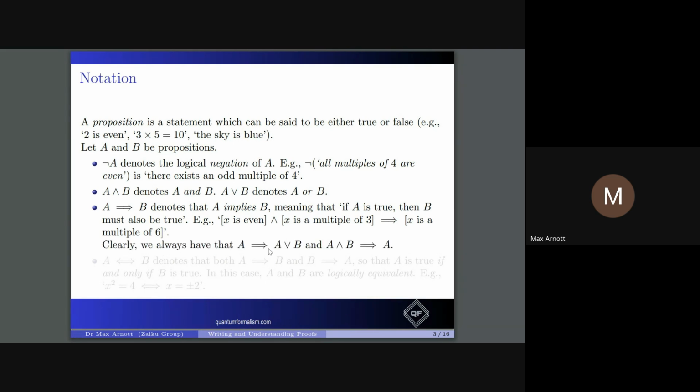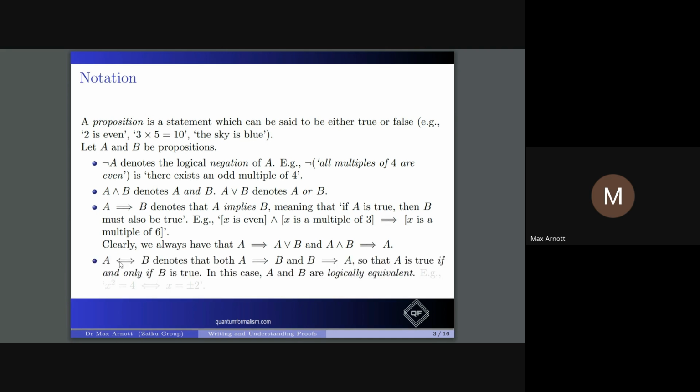So A always implies A or B, and A and B always implies A. So if I have something, it always implies that thing or something else is true. And if I know that A and B is true, then it implies that A is true. So this is kind of strictly stronger information than this.